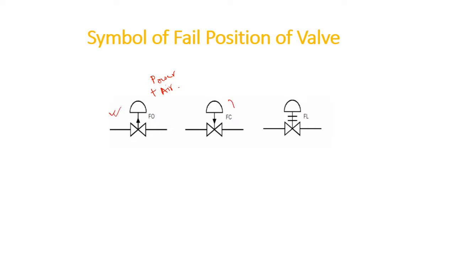Again, in this case, you can see that this is another valve. The symbol is shown here. If the power supply or air goes, the valve will close. And the third is fail lock.